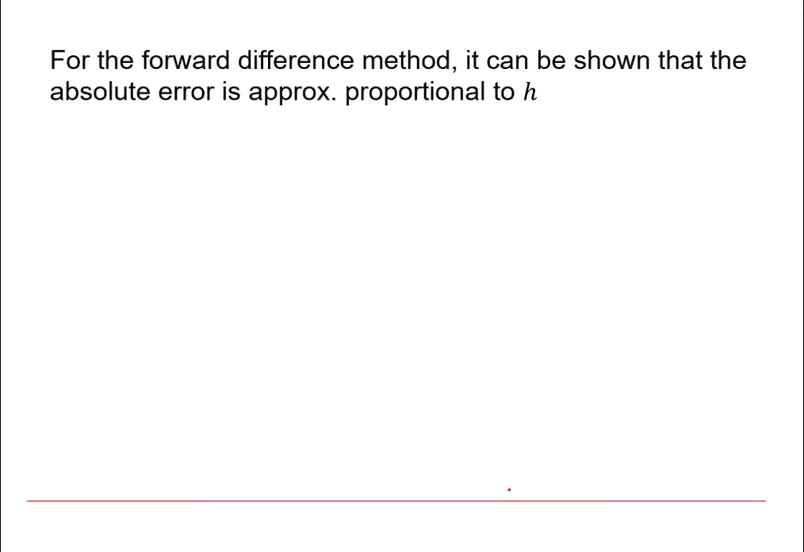Now the theory that we've developed for numerical integration in the previous two videos can be applied in a similar way to the numerical differentiation methods, and for the forward difference method it can be shown that the absolute error is approximately proportional to the h that appears in the formula, and that means that we would describe the forward difference method as a first order method, as the error is approximately proportional to h to the power of 1.